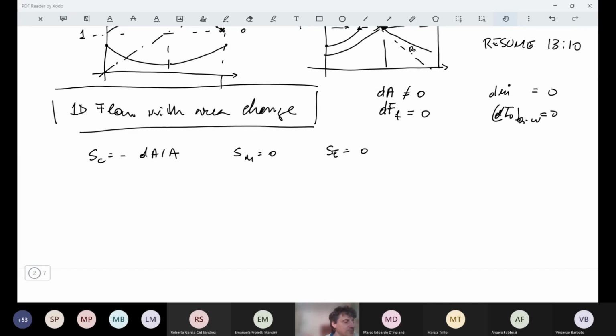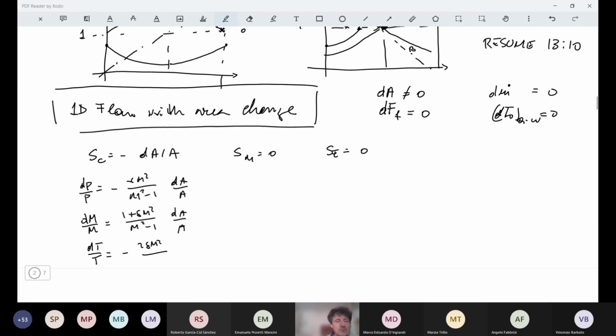The system of governing equations will therefore only consider the first column of the right-hand side, where we have SC. So it will be dP over P equal to minus gamma M squared over M squared minus 1 dA over A. dM over M is 1 over M squared minus 1 dA over A. And finally, dT over T is minus 2 delta M squared over M squared minus 1 dA over A. So we have, let's say, a simplified system of governing equations.